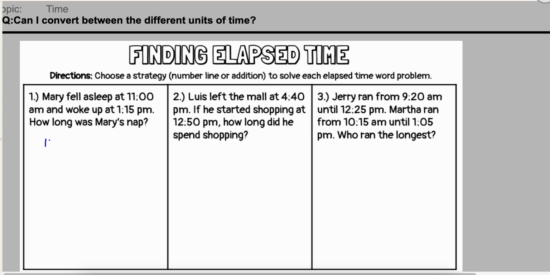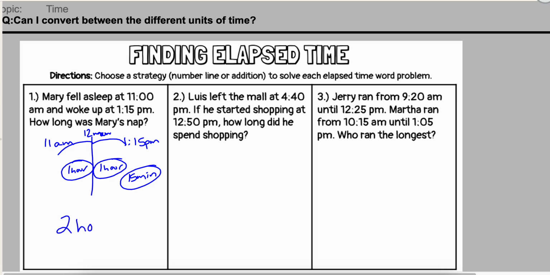So I know that I started at 11 a.m., and as time went on, I know that I got to 12 noon. It's important to know that at 12 noon, we shift over to p.m., and so that's where the 1:15 p.m. comes from. So I went from 11 o'clock to 12 o'clock. That was 1 hour. I went from 12 o'clock to 1 o'clock, and that was 1 hour. And then from 1 o'clock to 1:15 was an additional 15 minutes. So now I have a total of 1 hour, 2 hours, and 15 minutes. There was a total of 2 hours and 15 minutes.